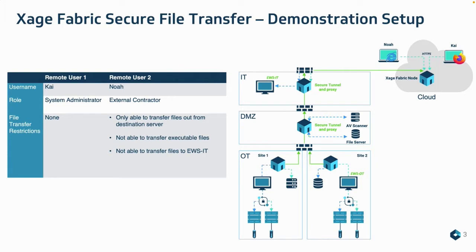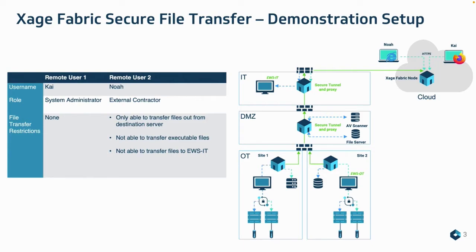In this setup, Kai is a sysadmin and as such has no file transfer restrictions. On the other hand, Noah is an external contractor with additional file restrictions imposed. The policy is configured for Noah to be able to securely transfer files out from the destination server, but not into the network where there is greater risk of security breach. For this reason, Noah will also not be able to transfer any executable files, nor will he be able to transfer files to the IT engineering workstation. We will be using ClamAV to demonstrate malware scanning.